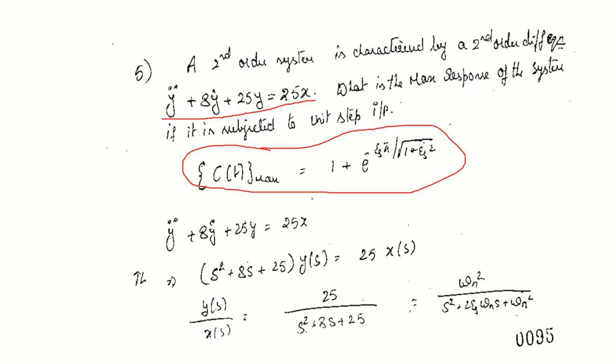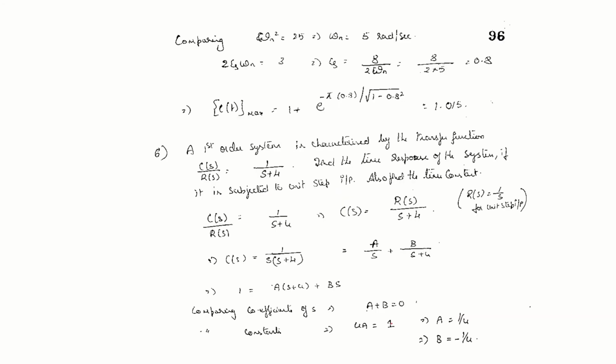If you take the Laplace transform, you find the transfer function, you'll get 25 divided by s square + 8s + 25. Compare with it, you'll get the omega n value. Then 2 zeta omega n is 8. Find the zeta value and substitute. Okay, very simple example.